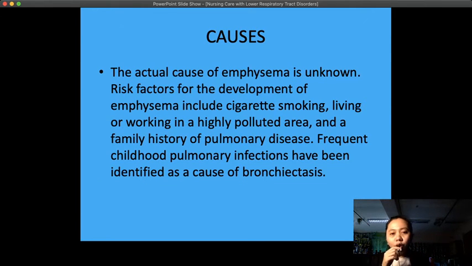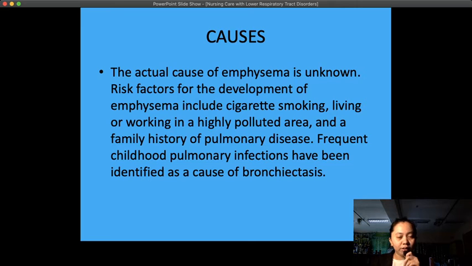Okay? So, the actual cause of emphysema is unknown. Risk factors for the development of emphysema include cigarette smoking, living or working in a highly polluted area, and a family history of pulmonary disease. Frequent childhood pulmonary infections have been identified as a cause of bronchiectasis or ectasis. Okay?